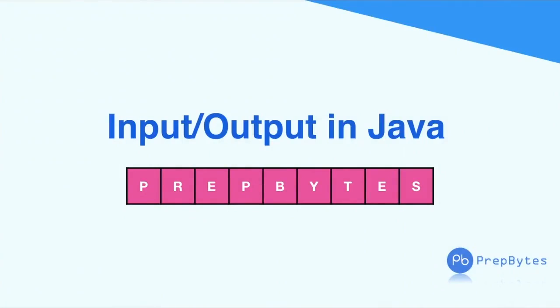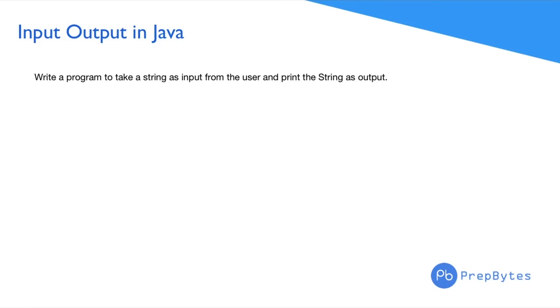So in this session, we are going to talk about input-output in Java. Let's say you have to write a program to take a string as input from the user and print the string as output. So if you are writing a program in Java, you obviously have to take an input and you have to print some output. So here there are two things.